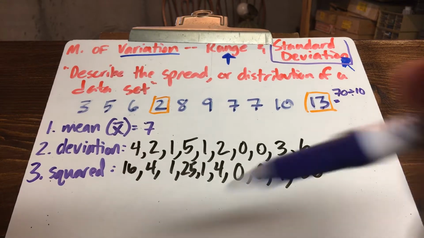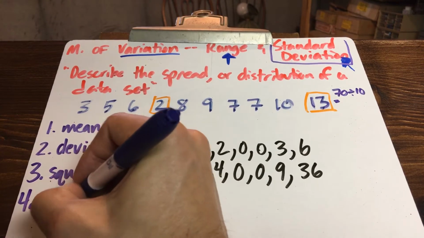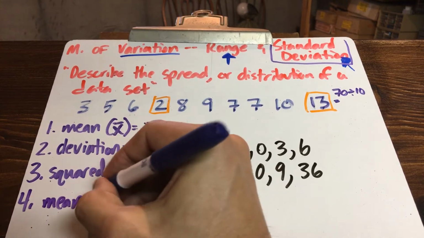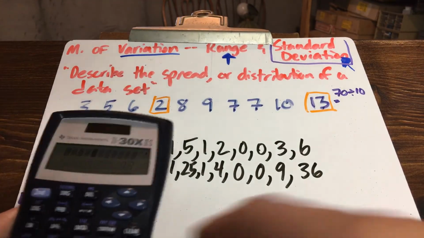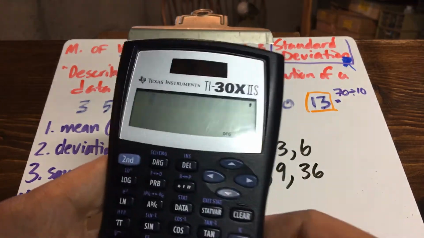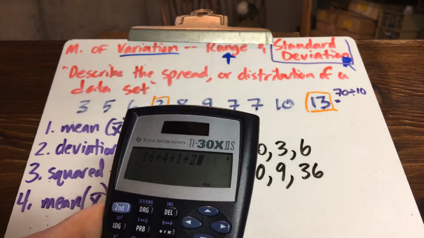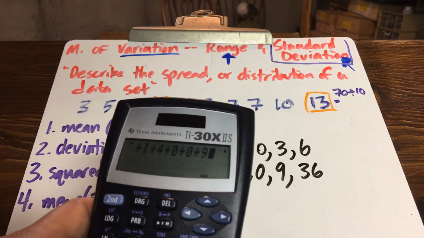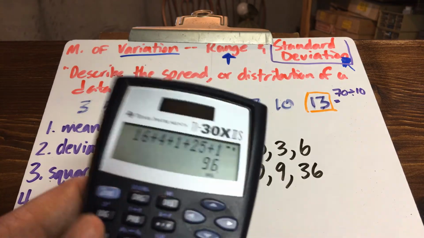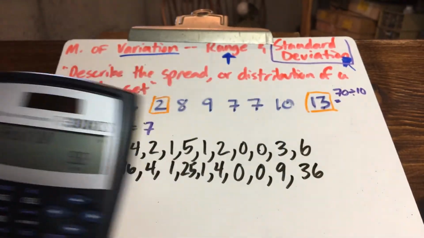So now I'm going to do the mean again. I'm going to do the mean of those numbers. So let me clear out my calculator. Clear. I'm going to do 16 plus 4 plus 1 plus 25 plus 1 plus 4 plus 0 plus 0, which I really didn't need to type, plus 9 plus 36. I get 96. 96 divided by 10 should be 9.6, and it is.